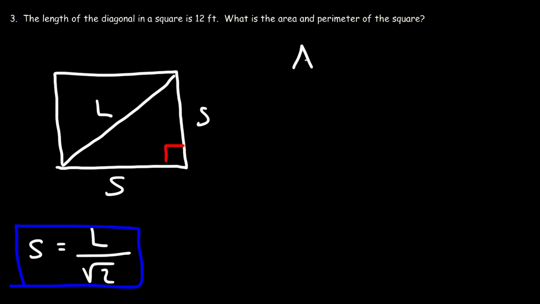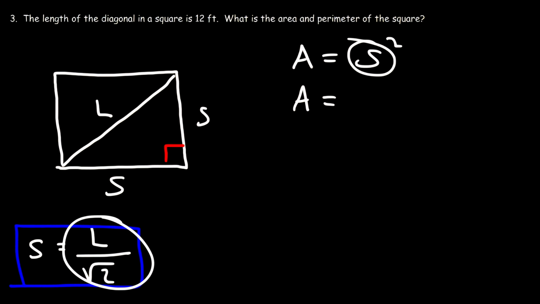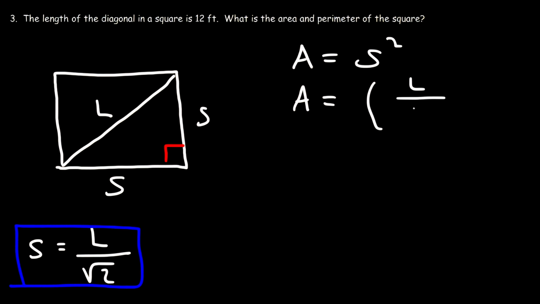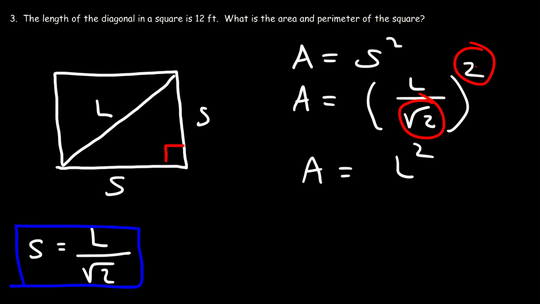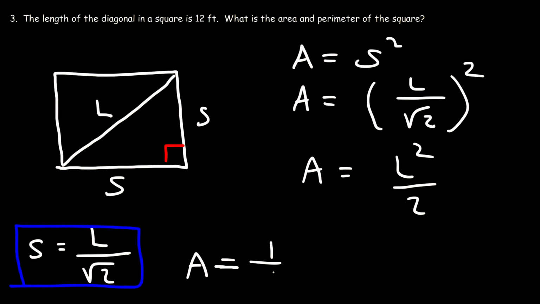Now the area of a square is s squared. And so what we could do is replace s with this expression. So the area is going to be L over the square root of 2, to the second power. And so here we have L squared, and then the square root of 2 squared. The square and the square root will cancel. And so you're just going to get a 2 on the bottom. Therefore, the area of a square, given the length of the diagonal, is 1/2 L squared.